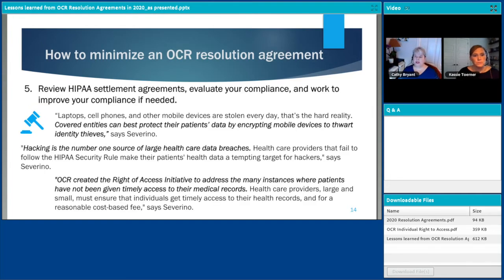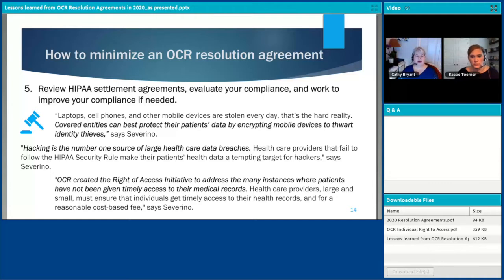So one of the questions that's been posed in the question and answer pod is a question about what is the OCR. The OCR is the Office for Civil Rights. It's part of the Federal Health and Human Services, and they are charged with enforcement of HIPAA. So that is what the OCR resolution, or the OCR stands for. So that's the Office for Civil Rights.